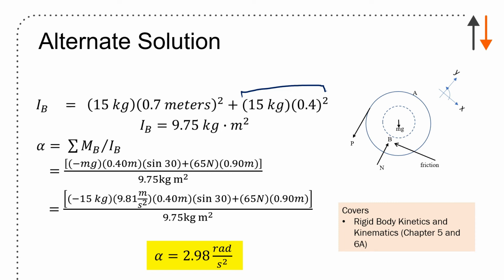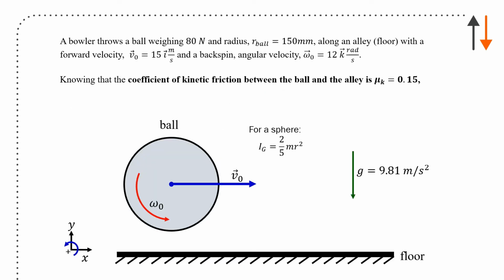Rigid body kinematics and kinetics, chapter 5. A bowler throws a ball weighing 80 newtons and radius r of 150 millimeters along a floor with a forward velocity of 15 meters per second and a backspin of 12k rad/s. So in this case, you're shown on the diagram what omega naught looks like.